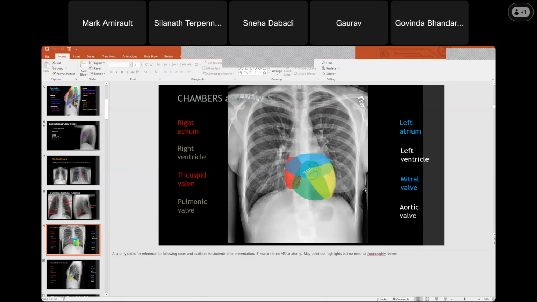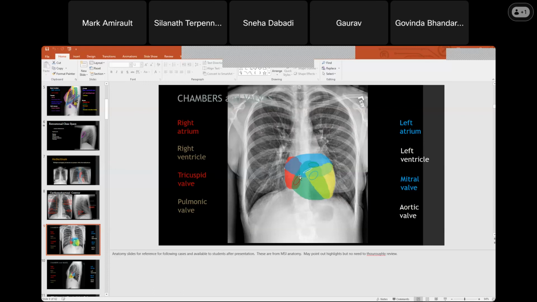When we look at the valves, like when people have valve replacements, there's a pattern that we see. This is our right ventricle and right atrium. Remember from anatomy, this will be the tricuspid valve. So if you see a radiodense structure here, it's probably some type of tricuspid valve repair.